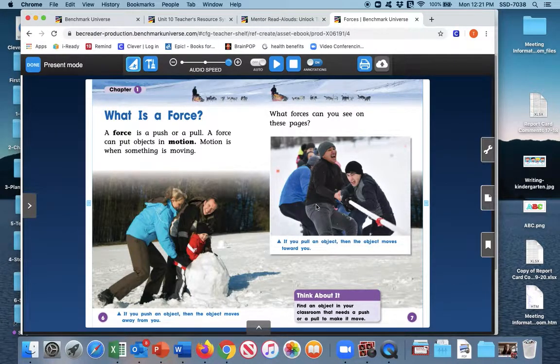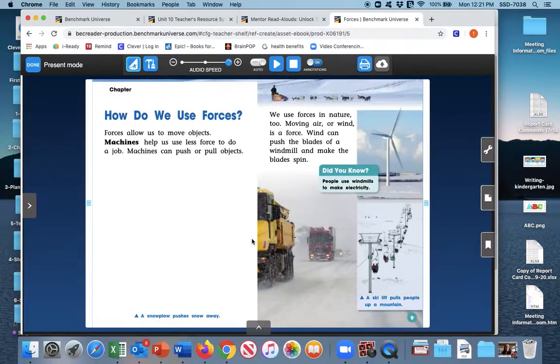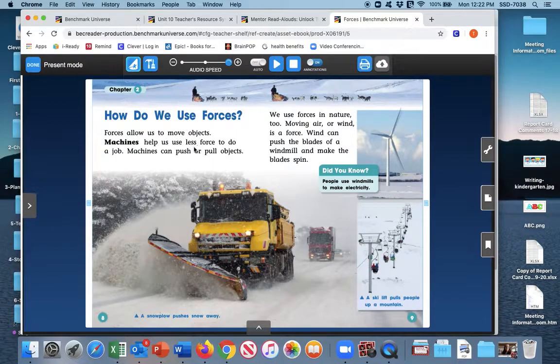Now we're going to move on to the next question, which is how does the image on page 8 help you to understand how objects move? So we're going to look over here on page 8. How do we use forces? Again, how does the image on page 8, that's this picture right here, and even these, help you to understand how objects move? So what word in the text does the picture show? It says, forces allow us to move objects.